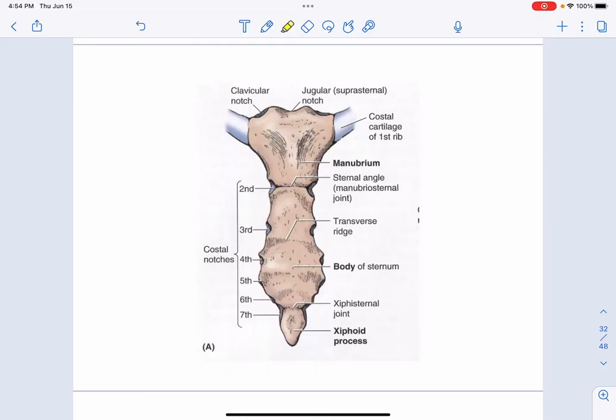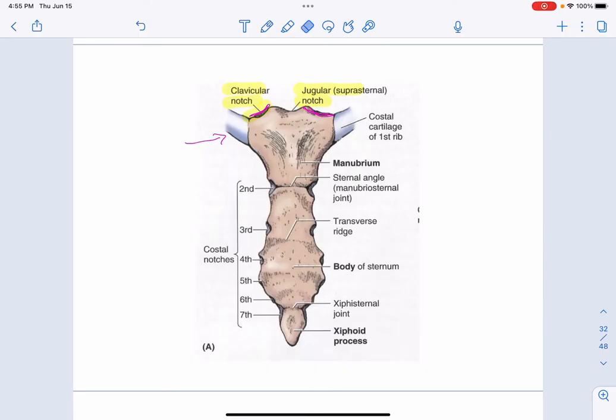So if you put your finger on the top of the manubrium, you can feel the jugular notch. All right, this is a little notch in the manubrium. Also on each side here is the clavicular notch. That's what's denoted here and here. All right, the clavicle is going to articulate here with the manubrium as well.